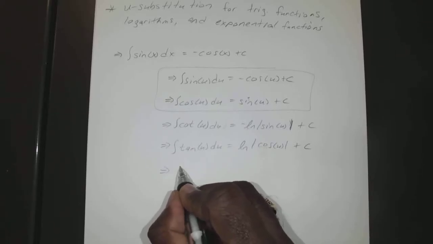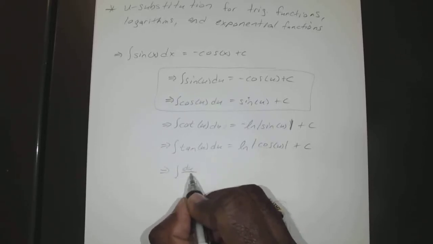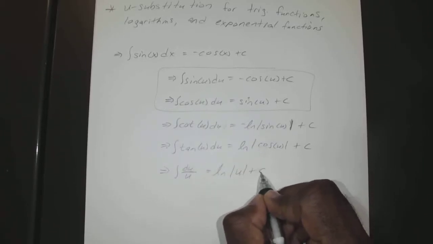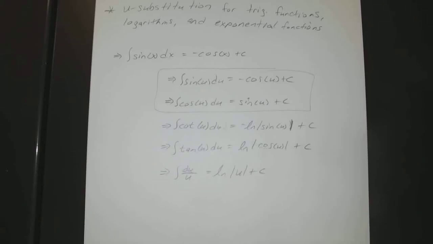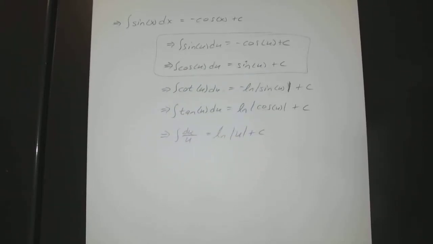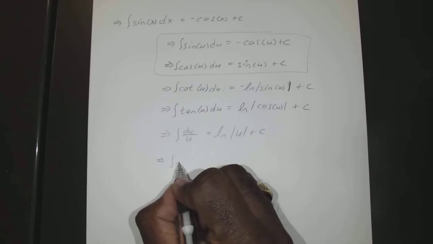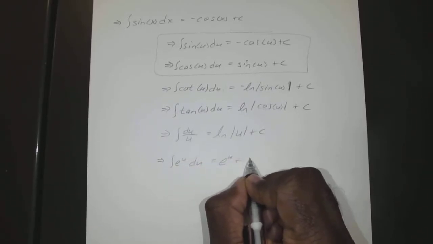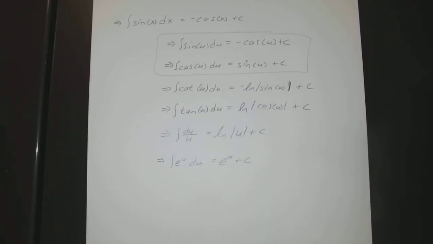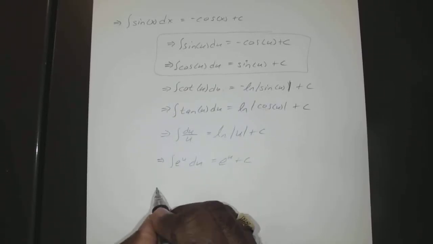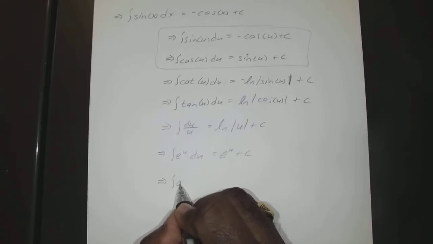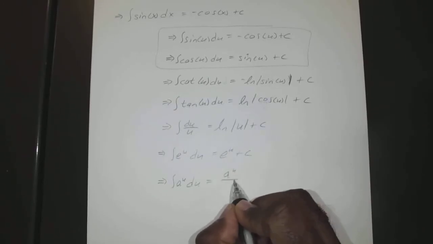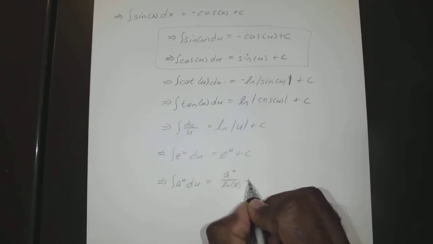Okay, we also have the integral of du over u is equal to the natural log of the absolute value of u plus c. We have the integral of e to the u du is equal to e to the u plus c. We have the integral of a to the power of u du, which is equal to a to the u over natural log of a plus c.